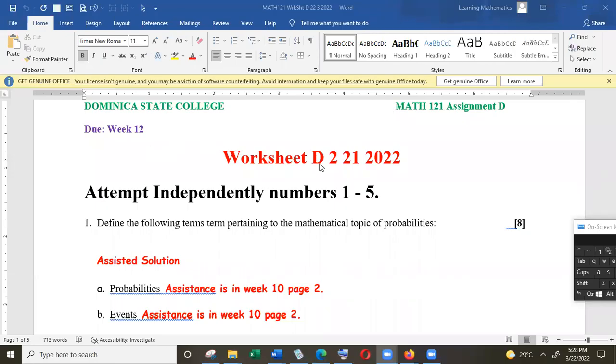So assignment D is on probabilities. Numbers 1 to 5. Please attempt them independently because they are more or less definitions.